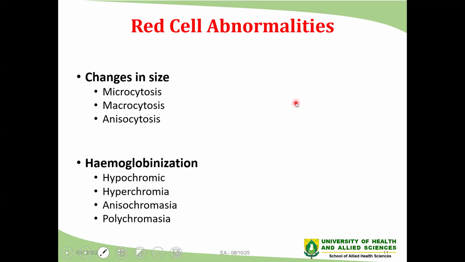So that's anisochromasia. Then we have polychromasia, in which case the staining of the hemoglobin becomes a little bit different. It stains a bit bluish. Instead of staining pink, it starts to stain a bit bluish, and that is polychromasia.